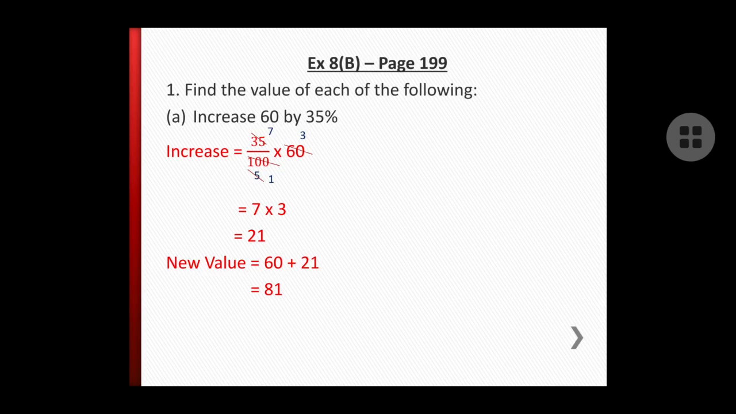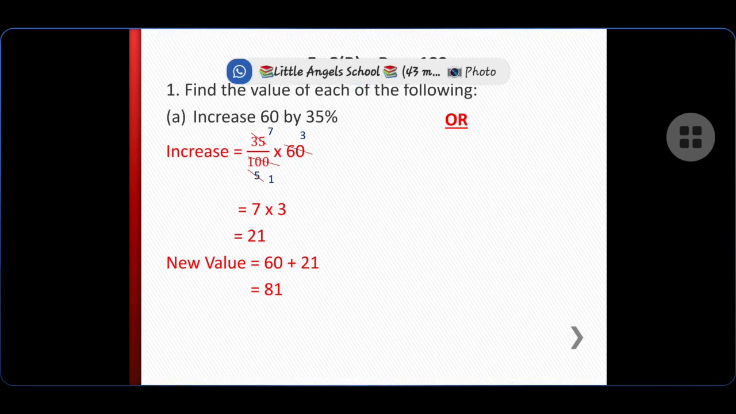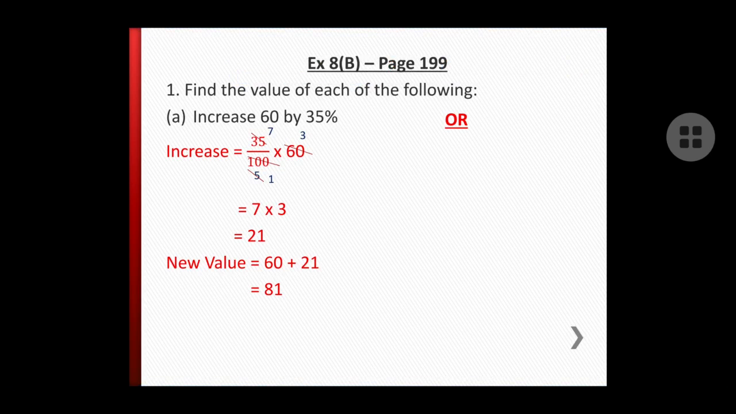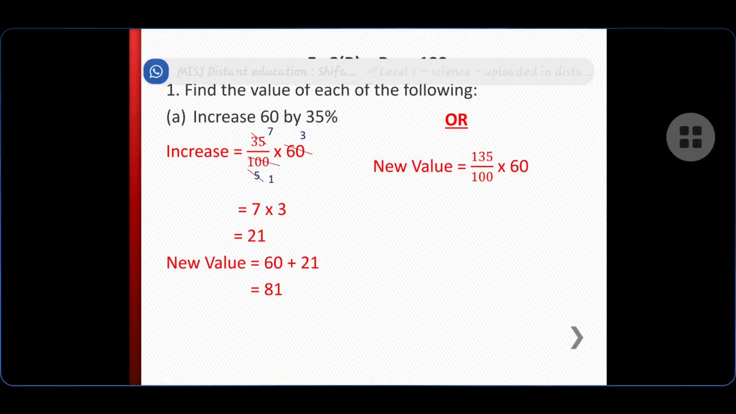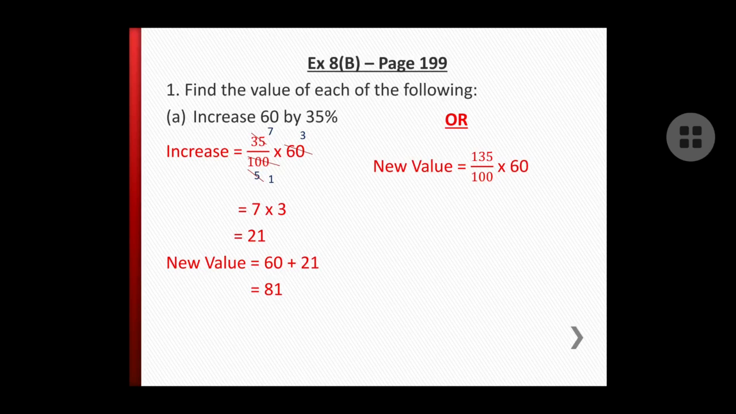Now if you want to do the second method, I will explain here. Same. Here it is an increase of 35%. So you can say it is 135%, or we can say the new value is 135% of the old value. So again here I am reducing it with 20. When you cut it with 20, you will get again 3 and 5, and again 135 and 5.